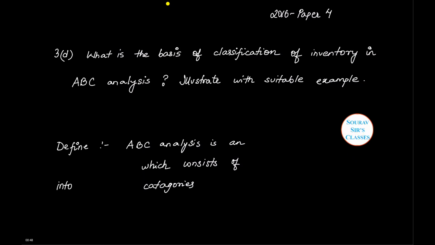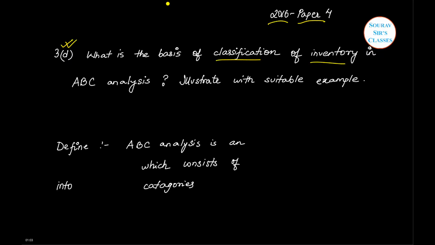In today's tutorial, we will answer from paper 4. The year is 2016 and the question number is 3D. The question asks what is the basis of classification of inventory in the ABC analysis, and we also have to provide an example. So let us first start the answer by defining what we understand by ABC analysis.